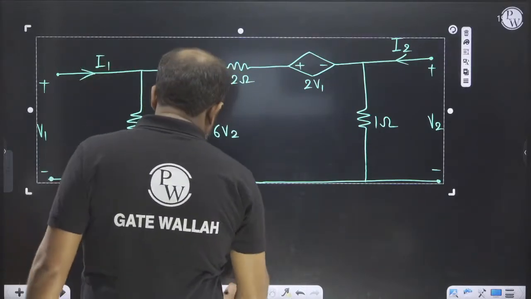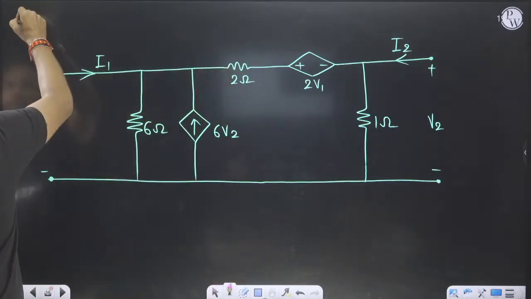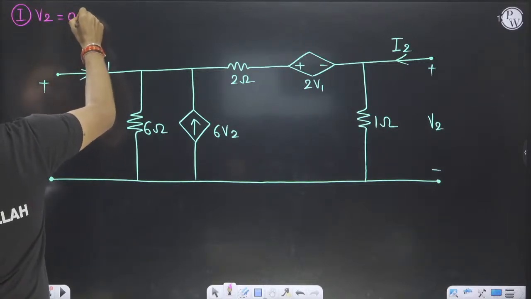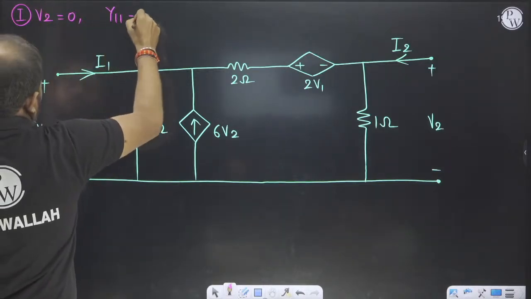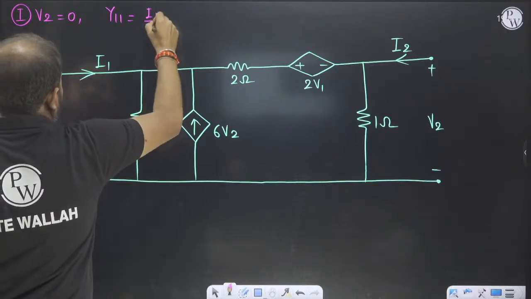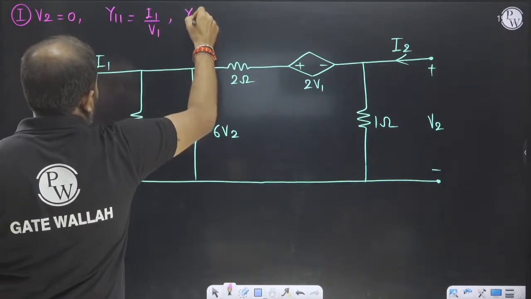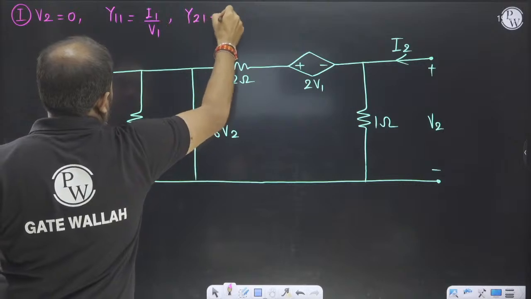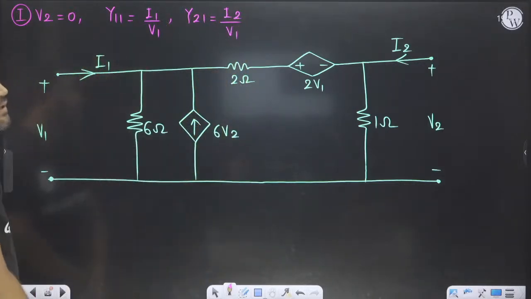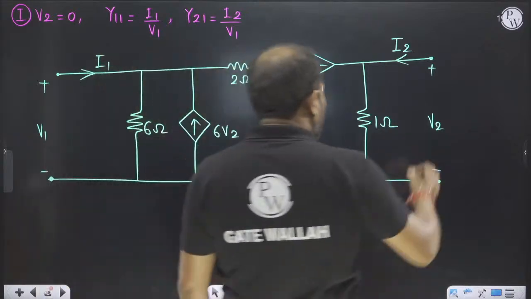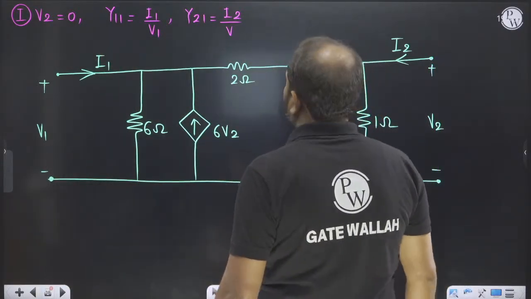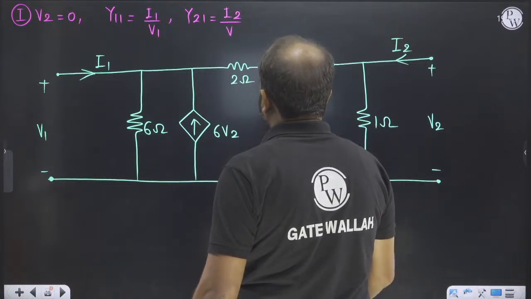So first I will take V2 equal to 0. If V2 is equal to 0, Y11 is equal to I1 upon V1, and Y21 is equal to I2 upon V1. So I will make V2 equal to 0, this one as a short circuit.